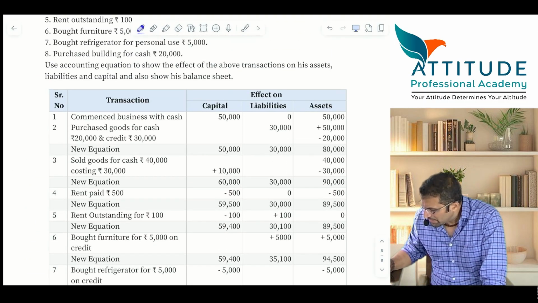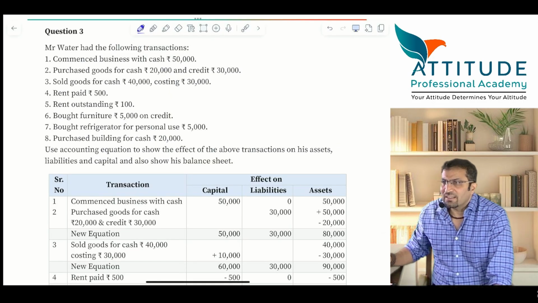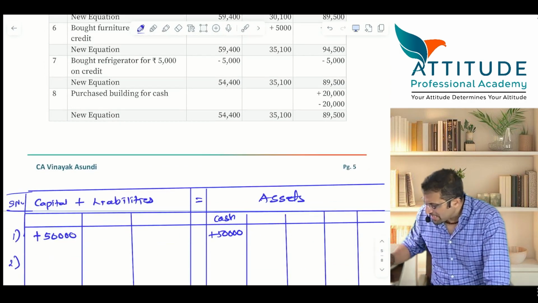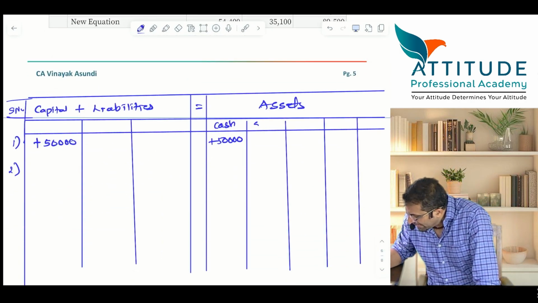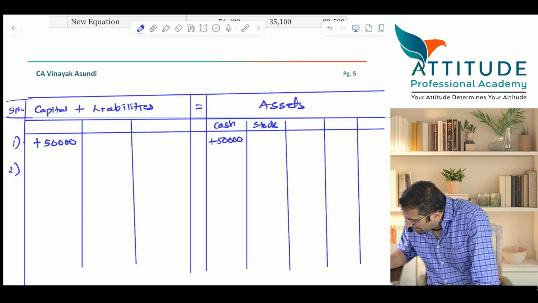Second one. Come on. What is the second one? Purchase goods for cash. How much? 20,000 and credit 30,000. So total goods purchased is how much? So can I say stock? Speak up. Stock increases by how much? 50,000. Agreed?